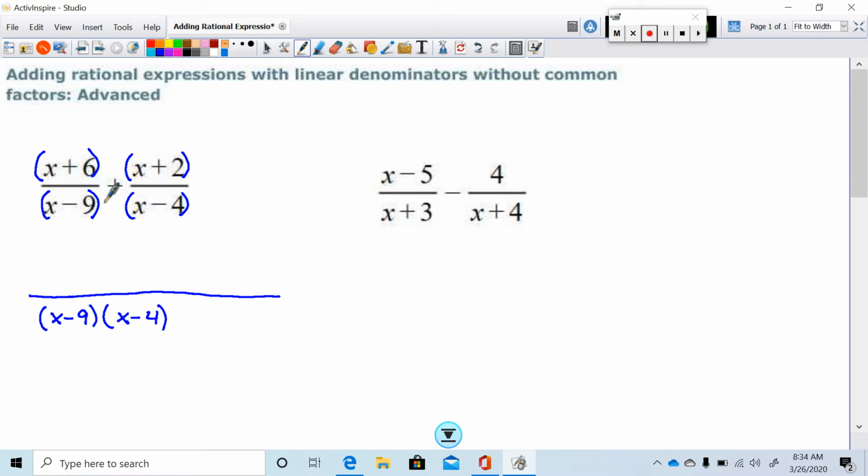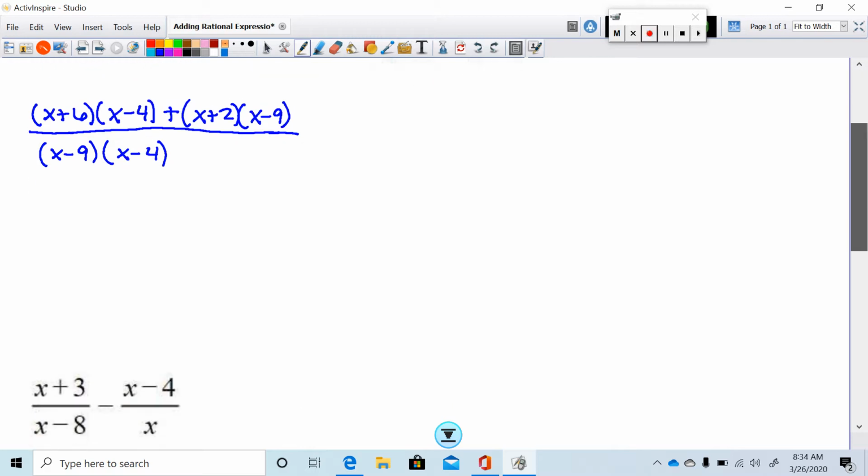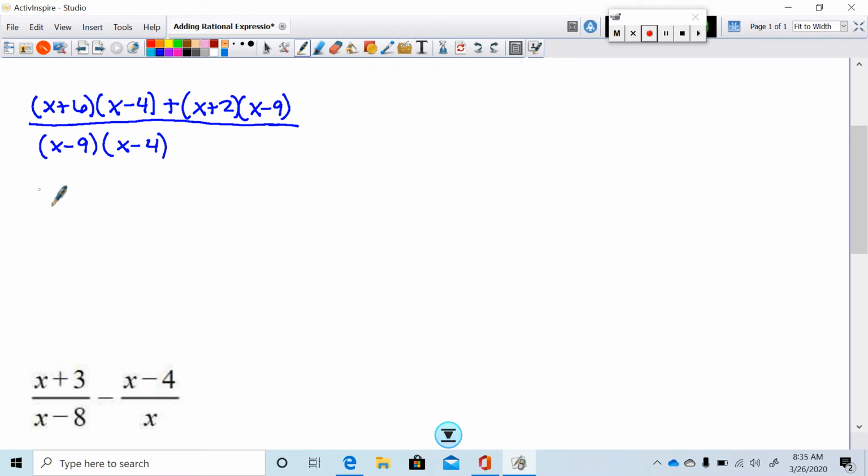Okay, now I'm going to cross multiply the top. So that works like this. x plus 6 times x minus 4. Then you've got a plus sign. Then you go the other way. x plus 2 times x minus 9. Okay, now you're always keeping the denominator like it is.